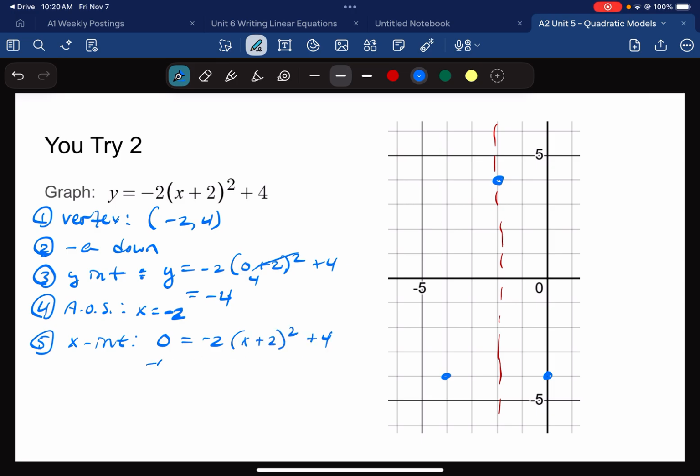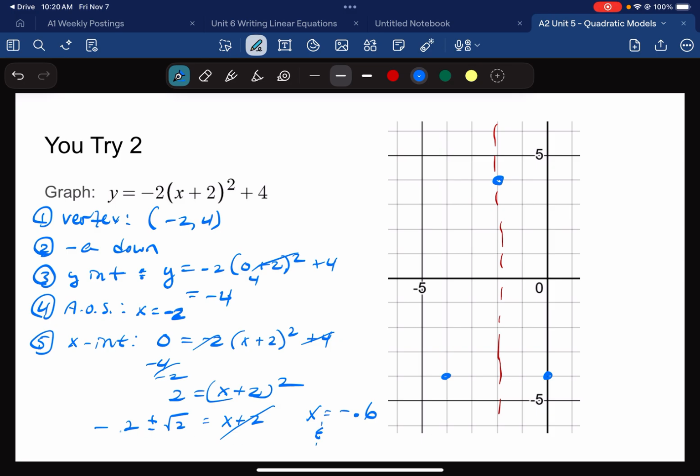Subtract 4, divide by -2, and we get 2 equals (x plus 2) squared. And now square root both sides. So I get plus or minus √2 equals x plus 2, and then subtract 2 to the other side. And so when you type those into the calculator, -2 plus √2, you're going to get an answer of -0.6.